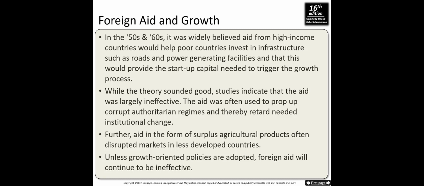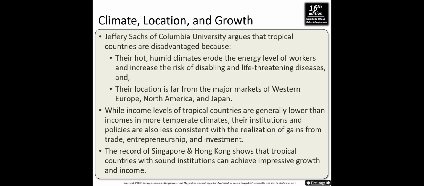The aid was often used to prop up corrupt authoritarian regimes and thereby retard needed institutional change. Further, aid in the form of surplus agricultural products often disrupted markets in less developed countries. Unless growth-oriented policies are adopted, foreign aid will continue to be ineffective.